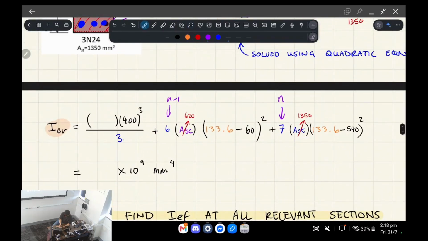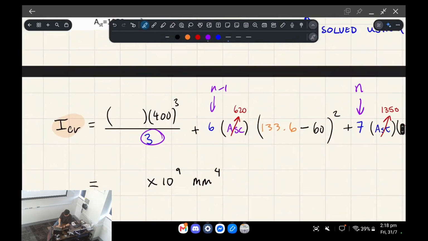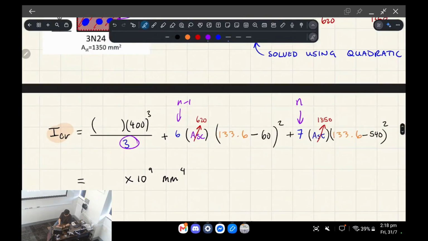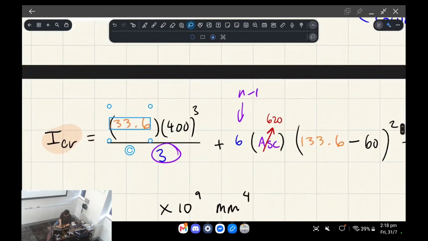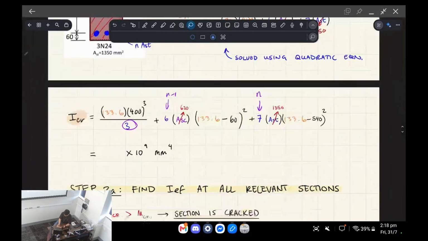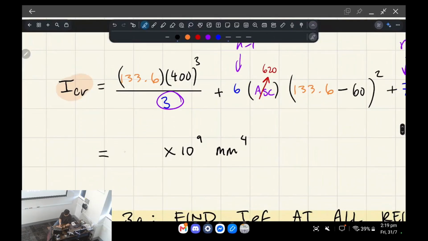The other thing is when you're doing the cracked moment of inertia, keep in mind you want to be using I cracked as b d cubed on 3, rather than 12. That saves you from doing parallel axis theorem shifting for the concrete section. That's dn there, and you plug that in right there. That gives you the area moment of inertia.